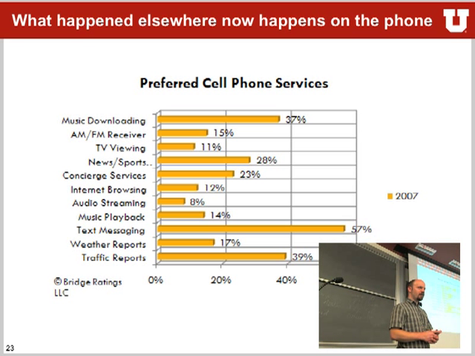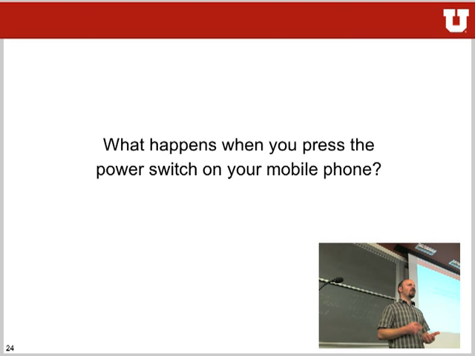So now everybody has cell phones. Does anybody know what happens when you press the power button on your phone? Turn it on or turn it off? Both. Sleeps. Okay, but what really happens behind it? How does the phone know to go to sleep now?